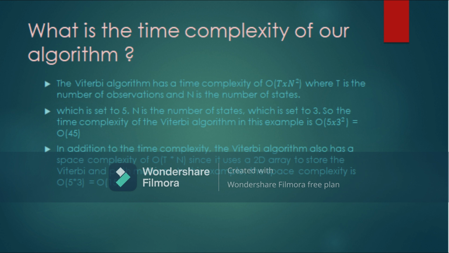At the beginning of the video, I said it's a simple algorithm, but to be sure of that, we should find the time complexity of our code. The Viterbi algorithm has a time complexity of O(t times n squared), where t is the number of observations and n is the number of states. Moreover, our complexity will be O(5 times 3 squared), which is equal to O(45).